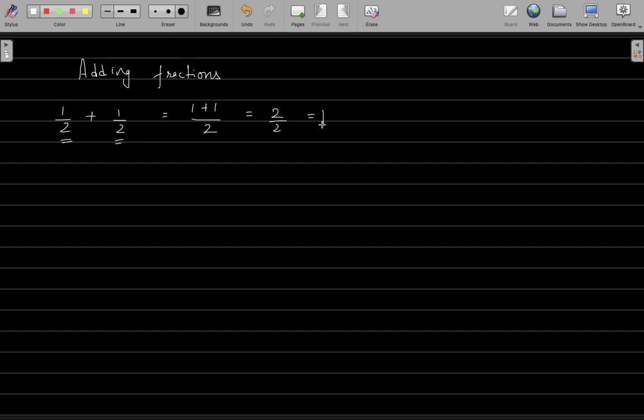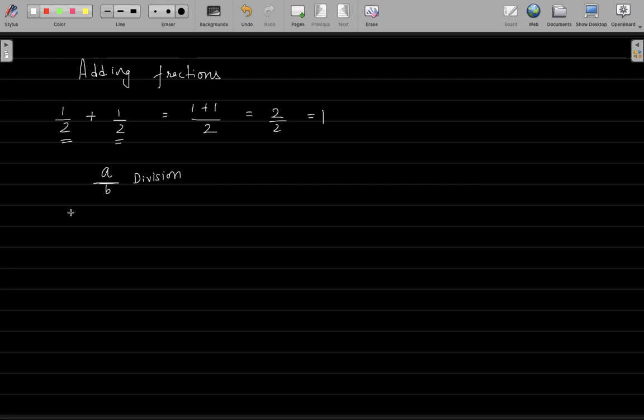Now the question comes, why should we add only the numerators? Why not the denominators? Anything which is in the form of a by b is what you call a fraction, and this bar over here represents division. Fractions are nothing but divisions of two numbers.